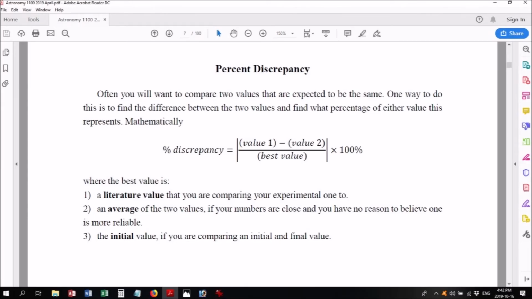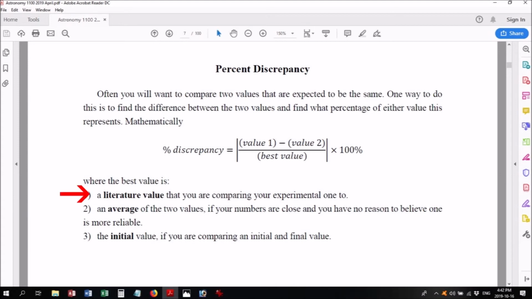In the sciences, it's very common to want to compare two values to see how well they agree with one another. And one of the ways to do this is by calculating what's called a percent discrepancy. The formula for doing this is given here. You subtract one value from the other value, ignoring any minus signs that crop up, and then you divide by what's called the best value and multiply by 100 to turn it all into a percentage. The definitions for what's the best value are given below the formula.